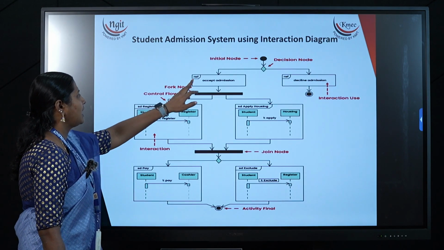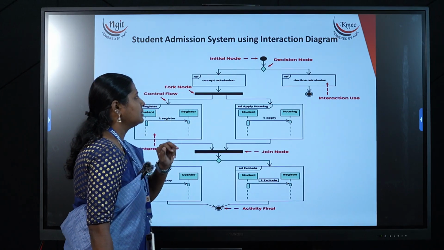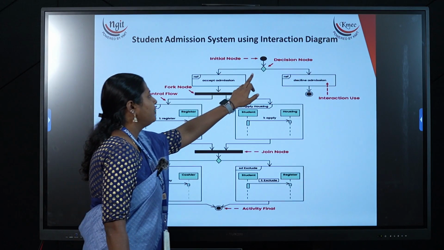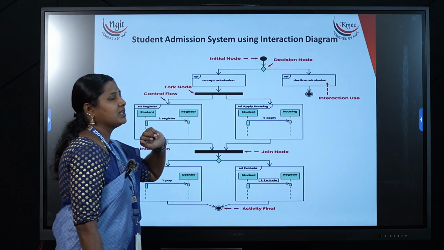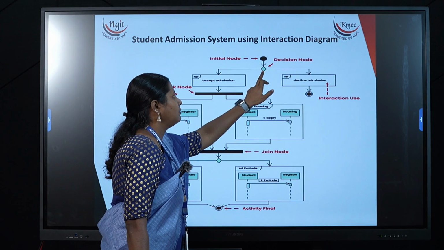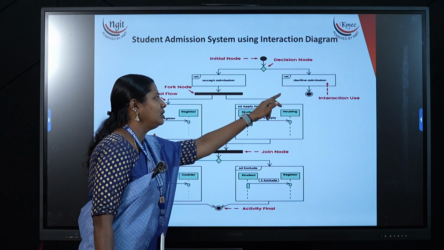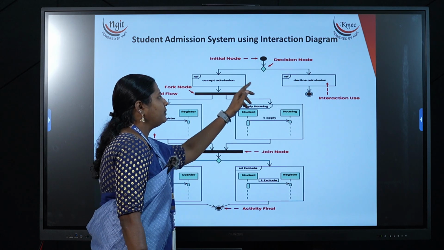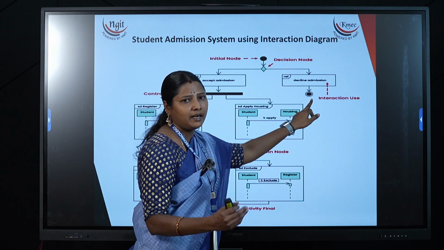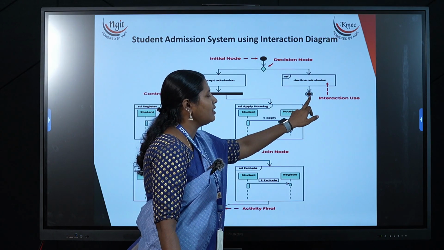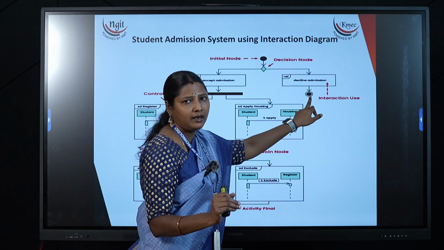Initially we start with an initial node, which is a dark solid circle, and then the student is going to take a decision. So we are using a decision symbol here, deciding whether to accept the admission or to decline it. If the student declines, we end the interaction, so the flow is ended directly using the end element.